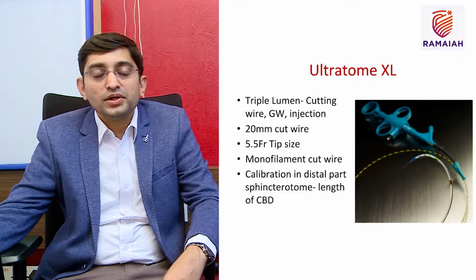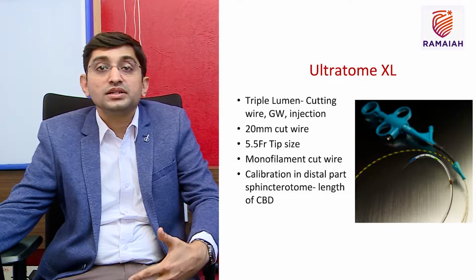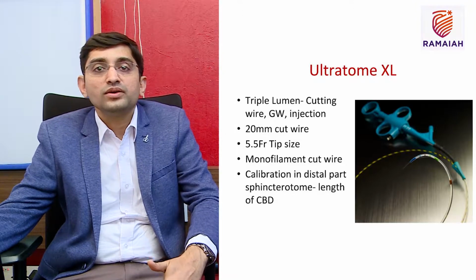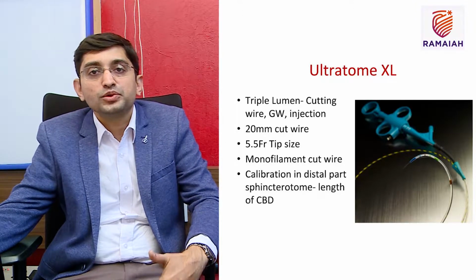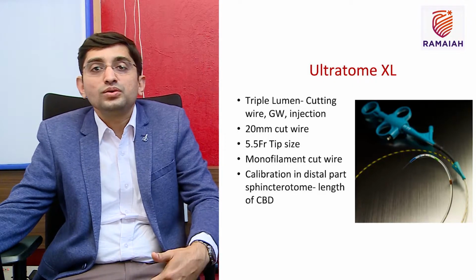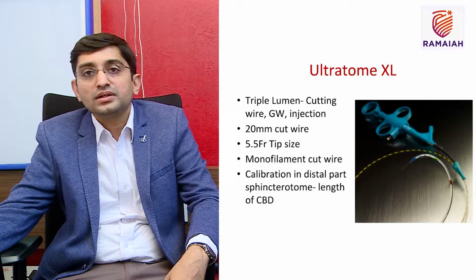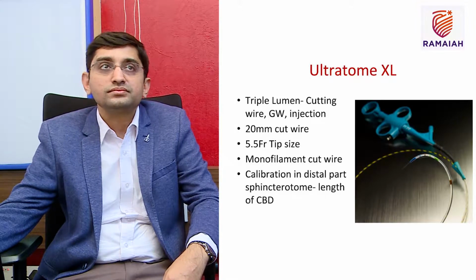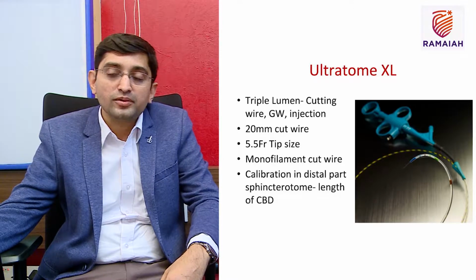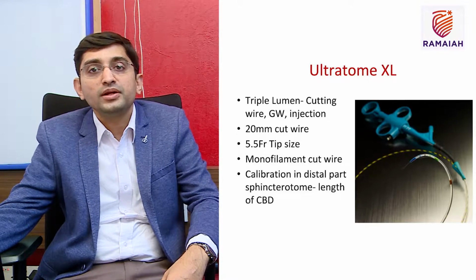Sphincterotomes were earlier single lumen, double lumen. Now we always use a triple lumen sphincterotome, where there is a cutting wire as well as a guide wire and an injection port. These are the three lumens used for three different purposes. There is a 2 or 3 centimeter cutting wire at the tip of the sphincterotome. The tip size is around 5.5 French, with a monofilament cut wire.